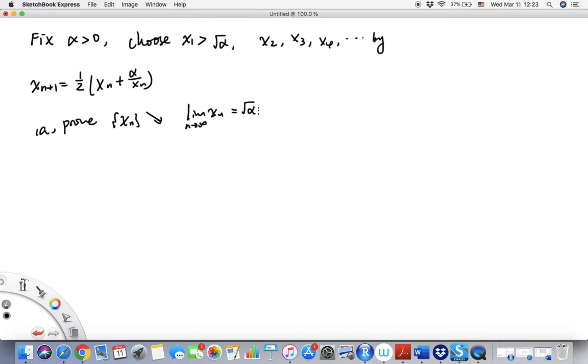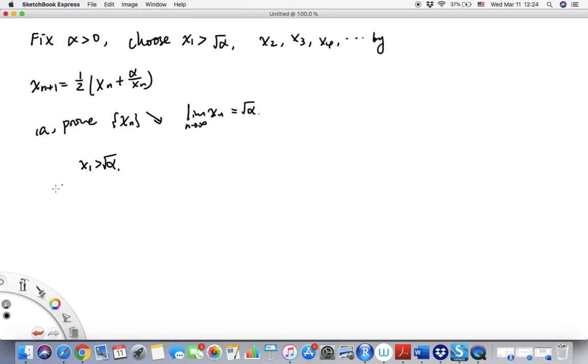Okay, so how do we do this? So what do we know? First, by just looking at that, we can see the sequence is always positive because square root alpha is a positive number. X1 is positive, so you plug X1 into this, you can see X2 is positive. And if X2 is positive, then X3 is positive, so on and so on. Okay, and then what else do we know? We know that X1 is greater than square root alpha.